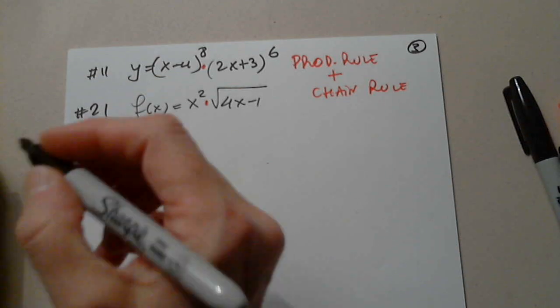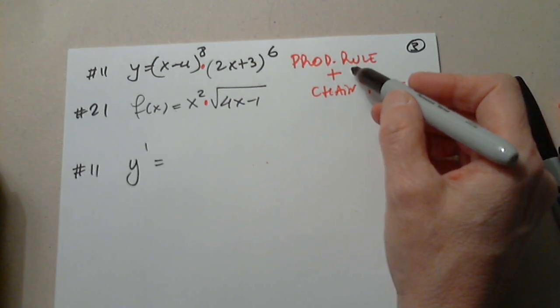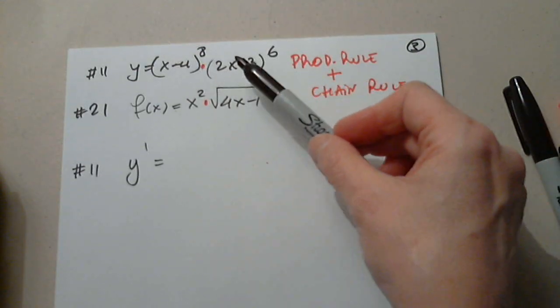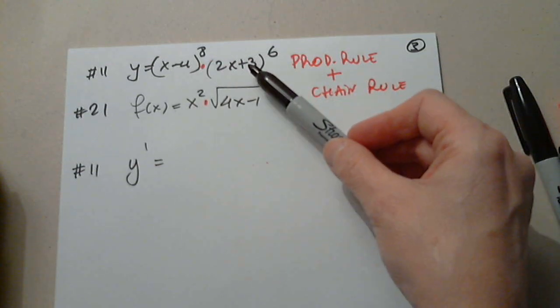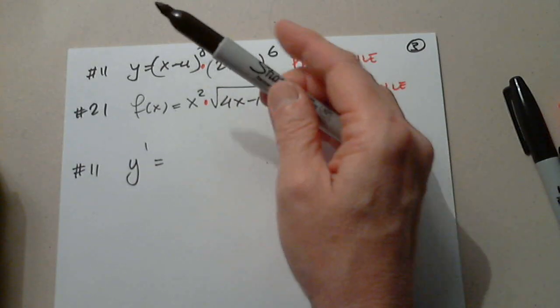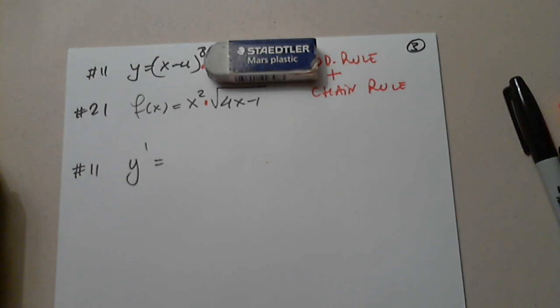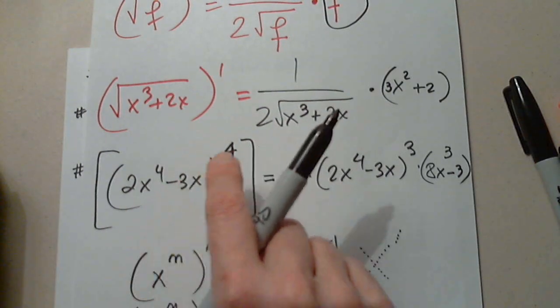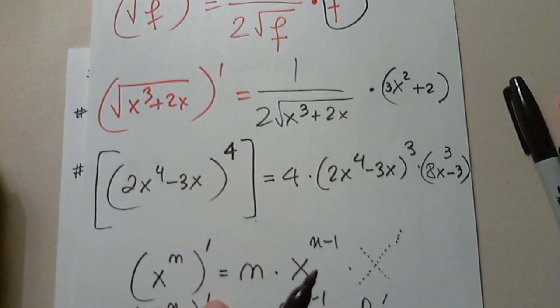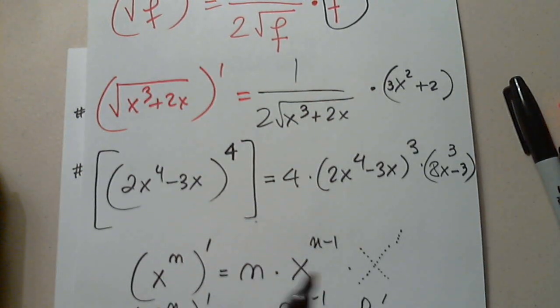Okay, so let's start with 11. So I have y prime. Remember the product rule: first function prime times the second plus first times the second prime. So we differentiate x minus 4 to the 8th power. How do I differentiate x minus 4 to the 8th power? Can anyone help? A function to a power, function to a power prime: bring down the power, subtract 1 from the power, and differentiate the inner function.